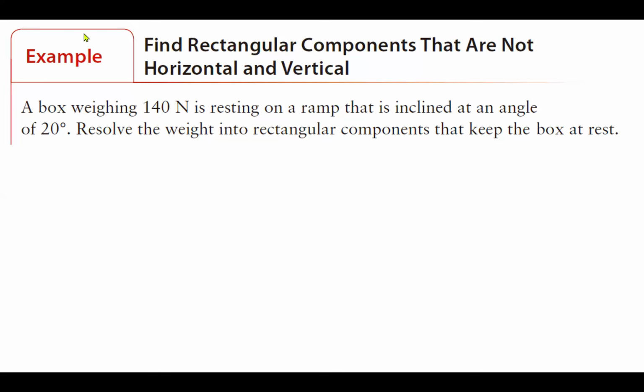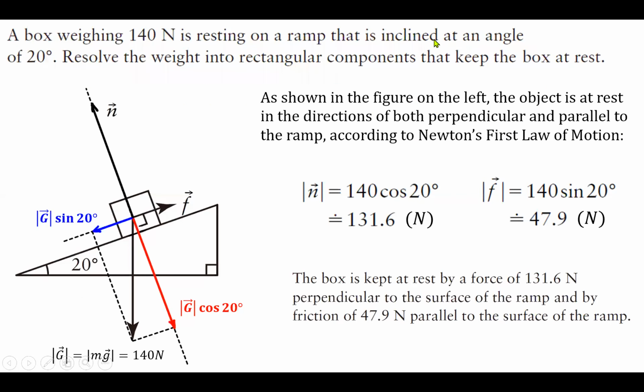Okay, have you finished? Okay, let's have a look at the solution. So a box weighing 140 newtons is resting on a ramp. So we can draw a diagram to illustrate this problem as shown here in the figure on the left. The object is at rest in the directions of both perpendicular and parallel to the ramp, right? According to Newton's first law of motion, we have the following relationship.